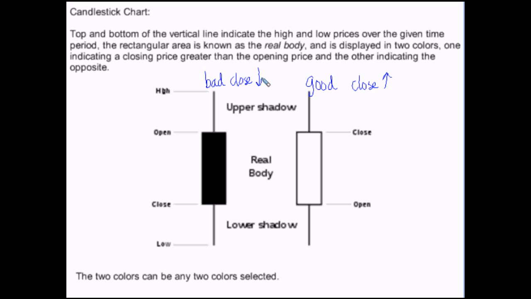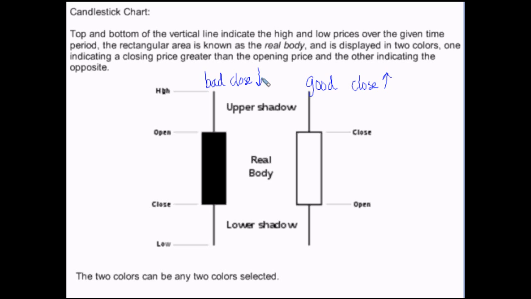So if you close higher than you open, that means you earned money that day. That's good. You always want the close to be higher. You want the money to be going up, not down. Okay. Then the upper line, the top of that is your day's high. And the bottom line, the bottom of that is your day's low.